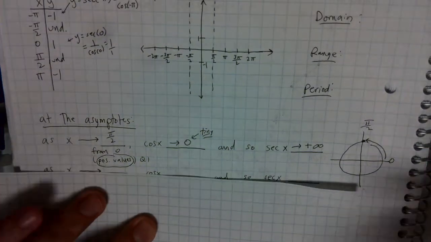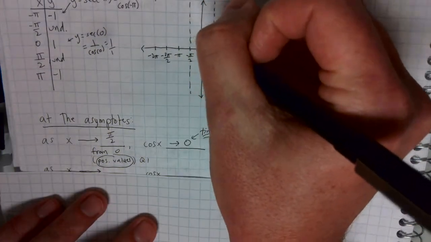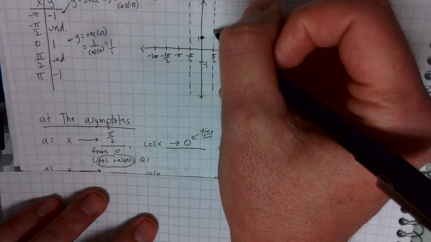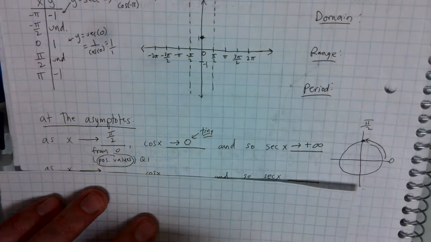So I'm going to draw that part on the graph. We know at 0, we were at 1. And then as we approach pi halves from 0, so from x equals 0.